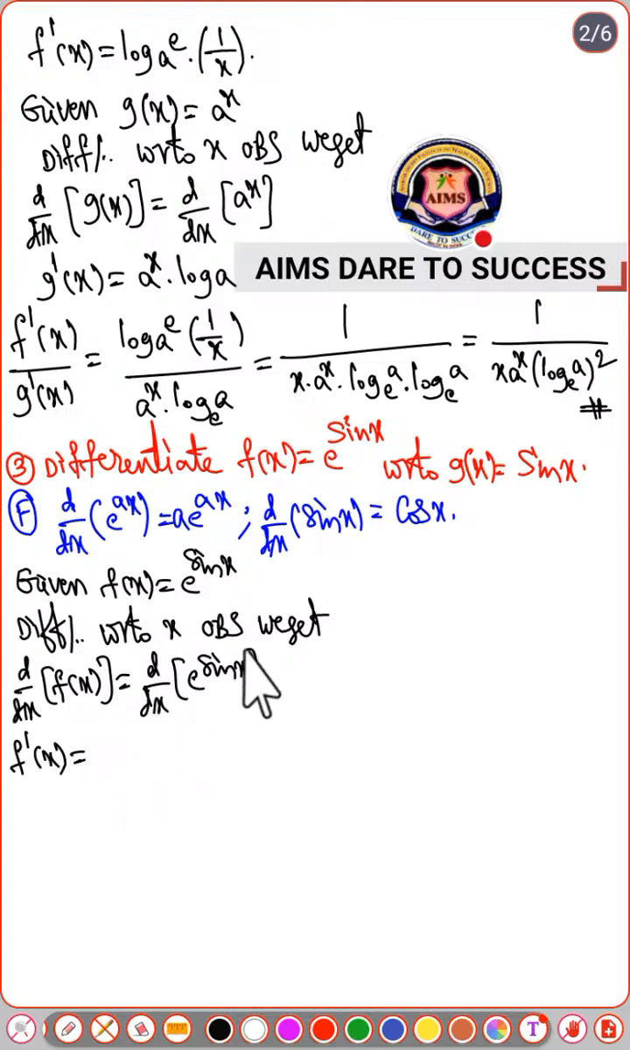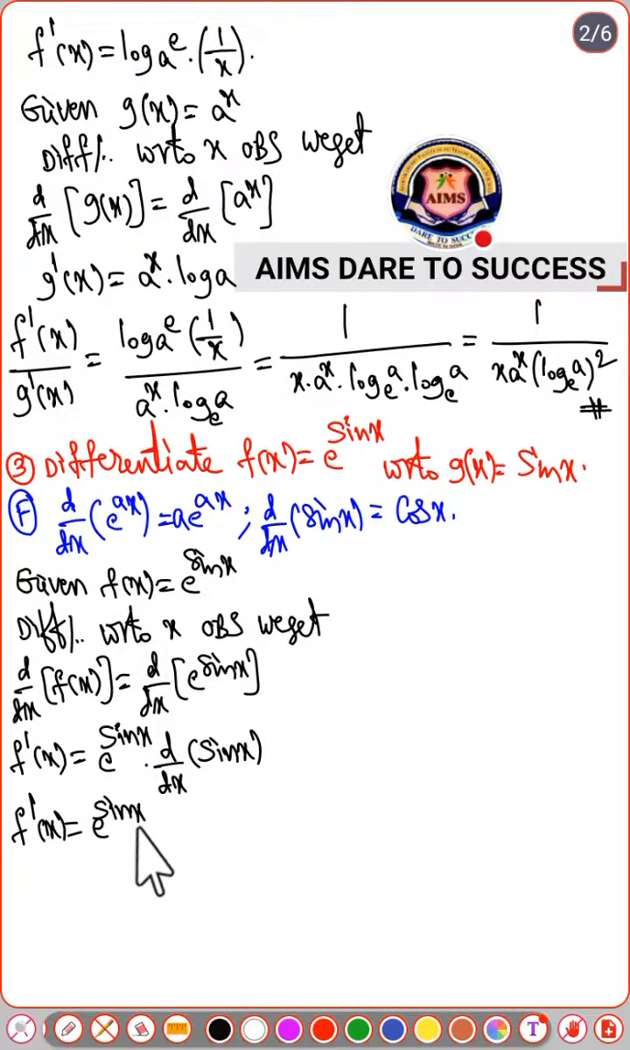Okay, my dears, d by dx of e power sin x is e power sin x only, and the power value looks like x but is not exactly x, so we apply the internal derivative, that is d by dx of sin x. Next, d by dx of sin x is cos x. So e power sin x into cos x. So this is f dash of x value completed.